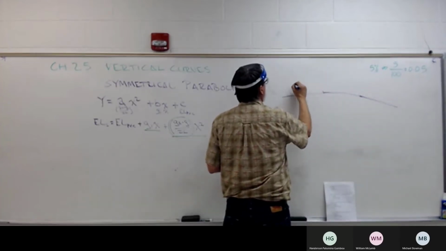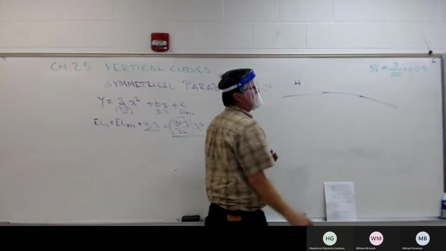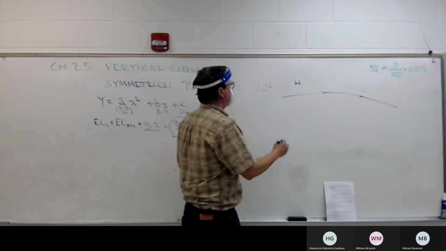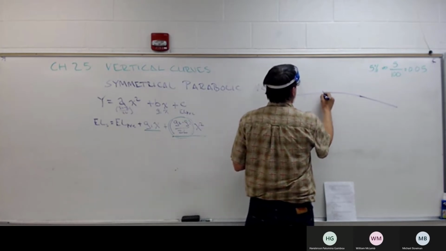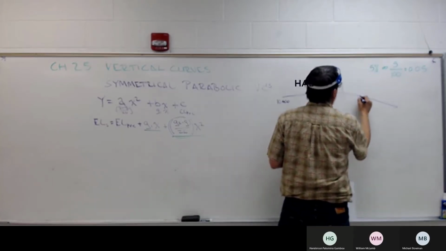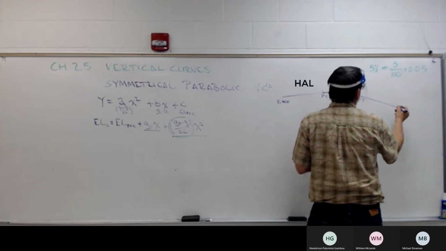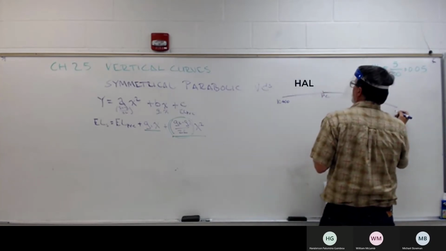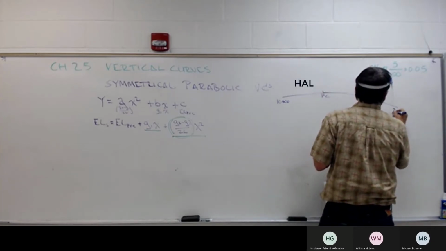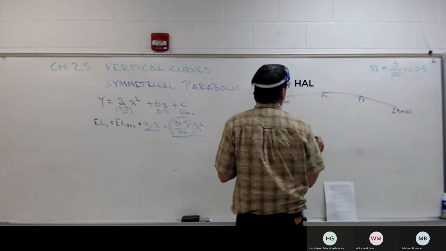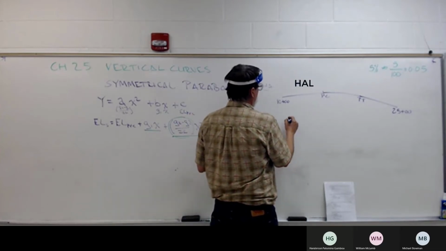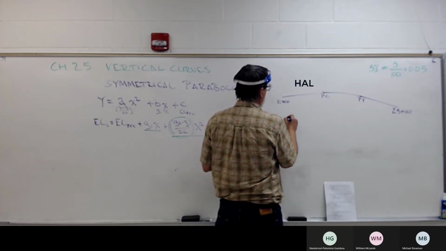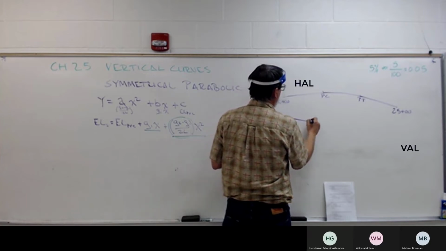Okay. So this is my horizontal alignment. I'll call this 10+00. And here's my PC and my PT. And this thing ends at, let's say, 25+00. Well, this could be what my vertical alignment looks like.